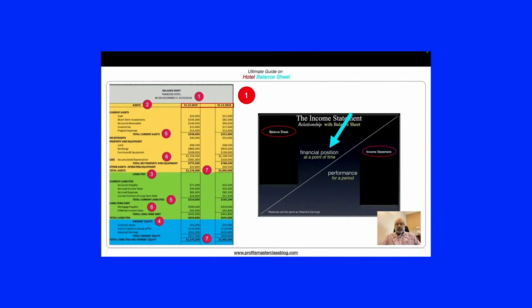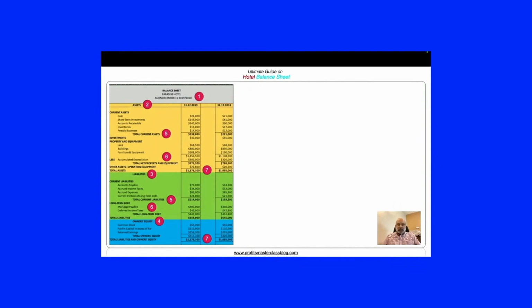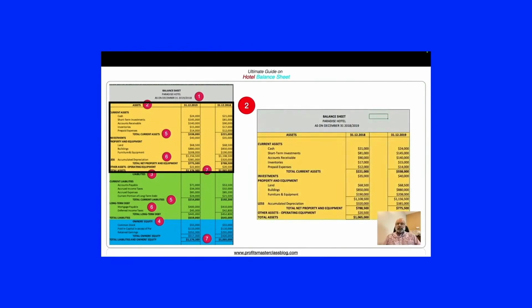How is it different from the income statement? Well, the income statement tends to show the performance for a period, and we will see how this works in the ultimate guide on the income statement, which is also known as the profit and loss statement. Number 2, the block which we saw earlier is about the assets of Paradise Hotel. Let's take a closer look at it.